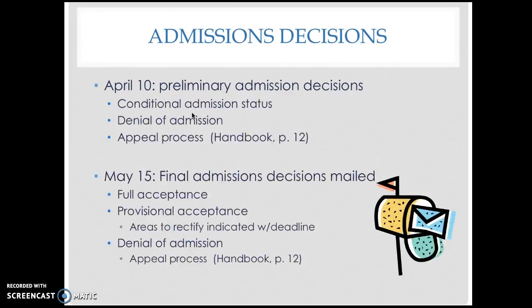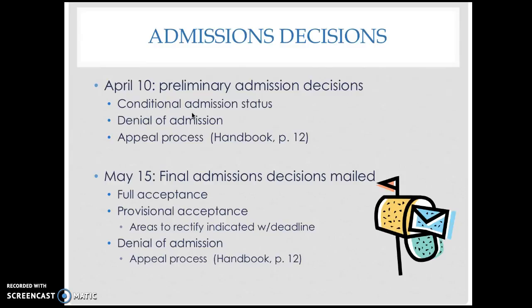All right, continuing on in the timeline, what happens with our admissions decision is that by April 10th, we'll make our preliminary admission decisions, and at that point, your admission status is called conditional admission, and if you're not accepted at that point, there will be denial of admission.